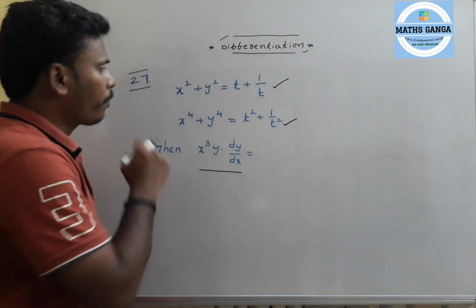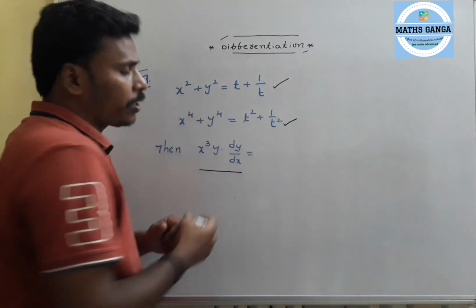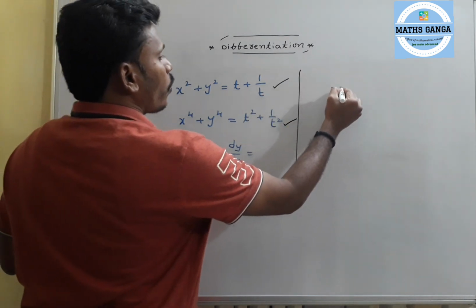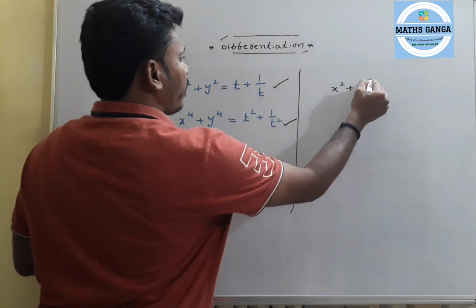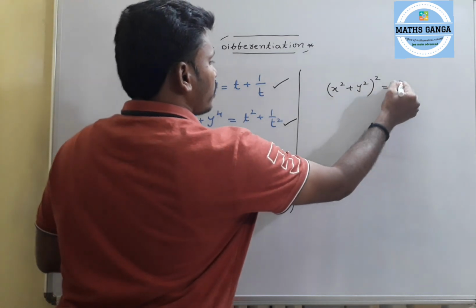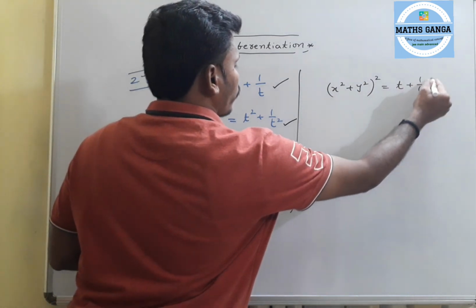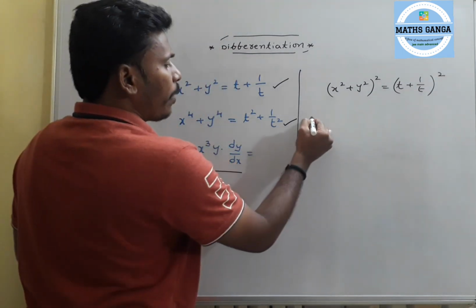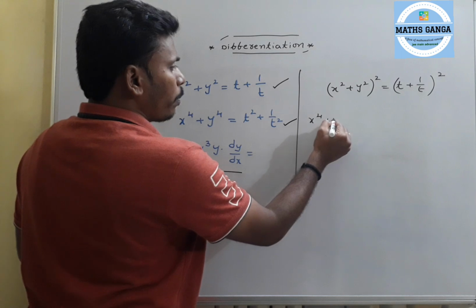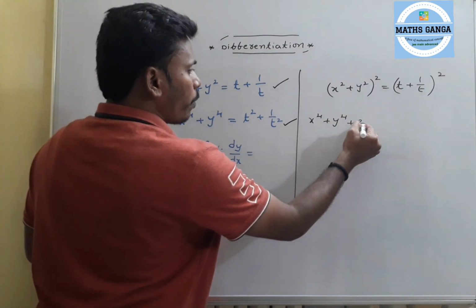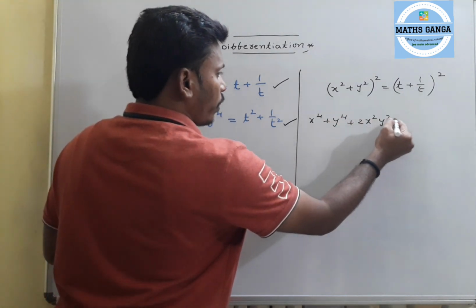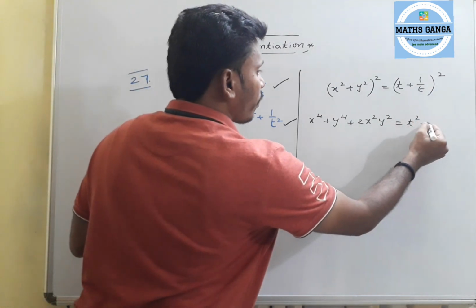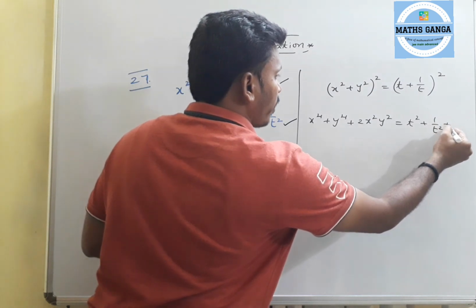this t. Okay. So we have x square plus y square is t plus 1 by t, right? Just do squaring on both sides. What will happen? x square plus y square whole square is equal to t plus 1 by t whole square. And then try to simplify this. What will happen? x power 4 plus y power 4 plus 2x square y square. Is it right? And coming to the right side, t square plus 1 by t square plus 2.